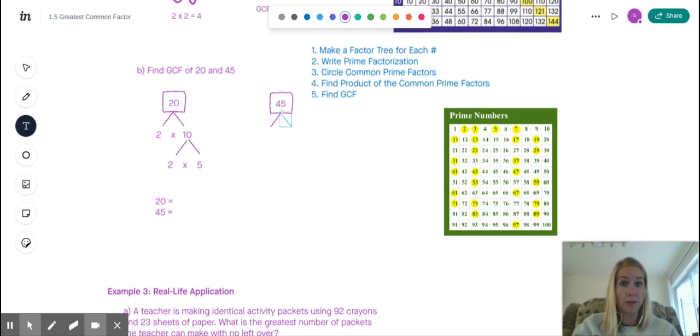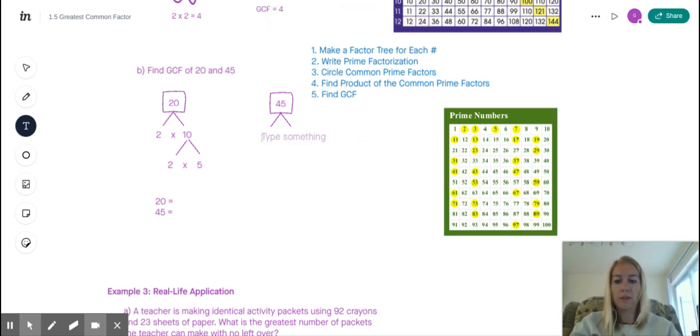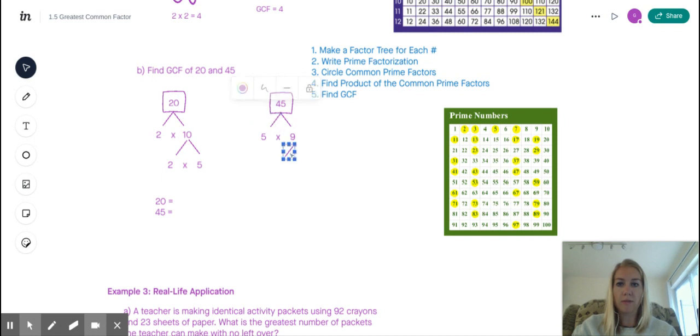45 is an odd number, so 2 is not a factor, but 5 is. So let's do 5 times 9. 9 is not a prime number, so let's continue to add another branch. Nine is not even. The next number is 3. 3 times 3 is 9. Okay, 3 is a prime number, so we're not going to break that down anymore. So these are all done.